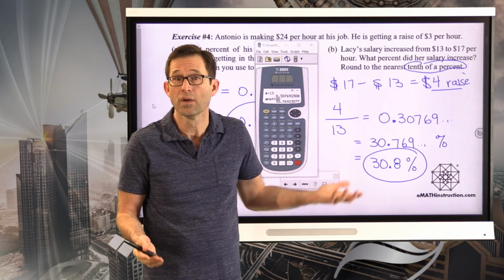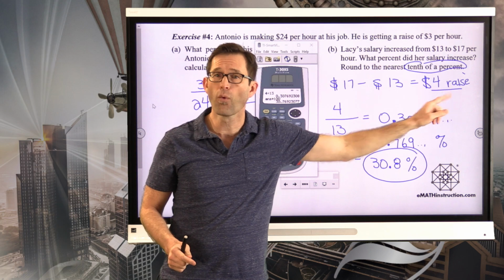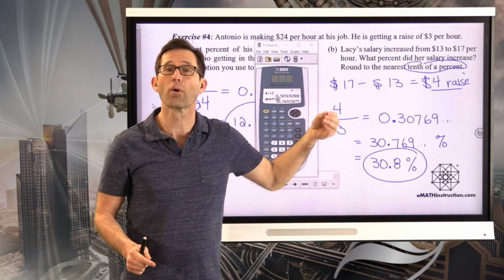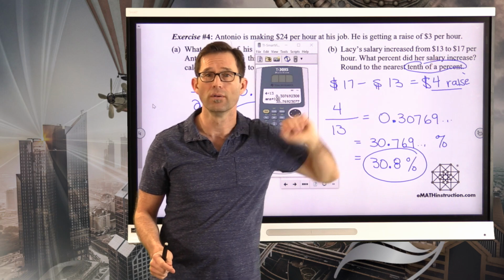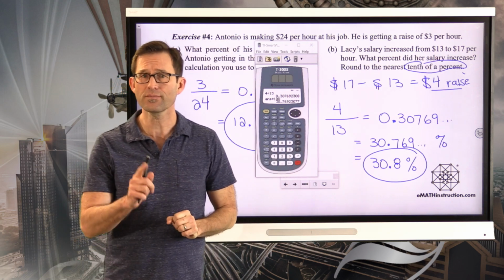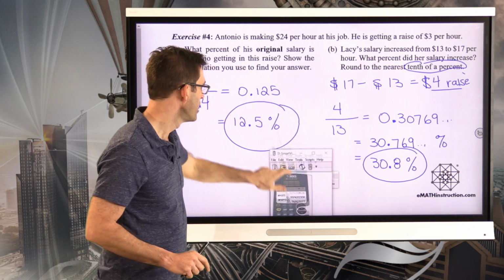the raise was. Oh, it increased by $4. And then what does that $4 represent as a proportion or fraction or percent of the original? Let's keep looking at that idea. Hey, that was kind of cool. In the next problem.